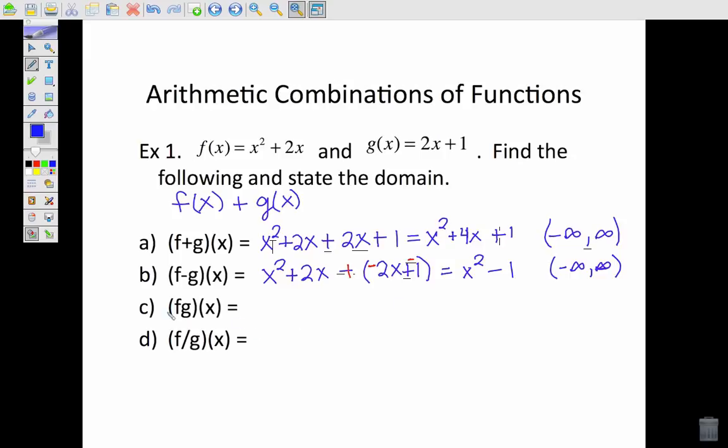All right, f times g of x. We need to multiply now. x squared plus 2x times 2x plus 1. I'm just going to show the multiplication, which is going to be binomial times binomial. FOIL these, you get x squared times your, let's try that again.